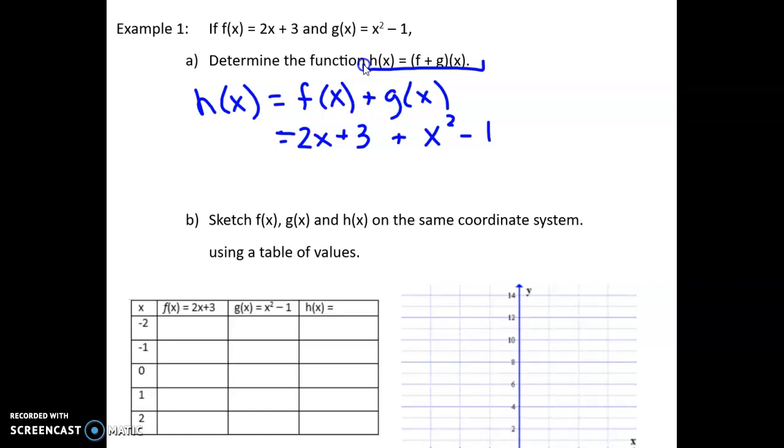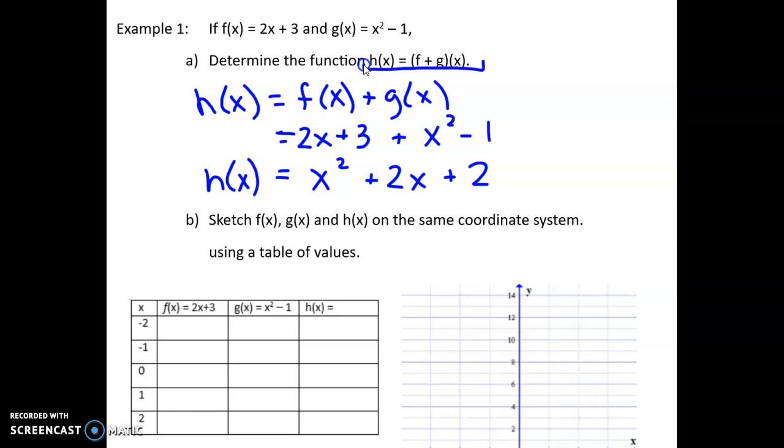Now when you add functions, what can you add? Like terms. Like terms, exactly. We can only add like terms. So when I look at this, okay, the x squared has nothing I can add to it. The 2x has nothing I can add to it. But I put the 3 and the negative 1 together, and I get a plus 2. So this means that h of x equals x squared plus 2x plus 2.